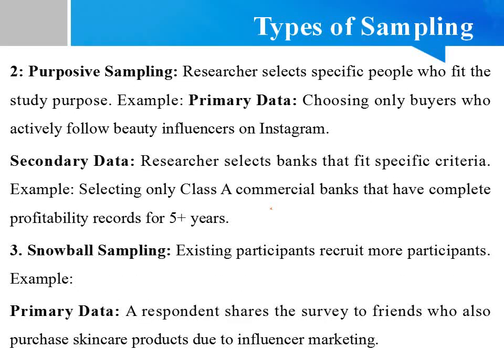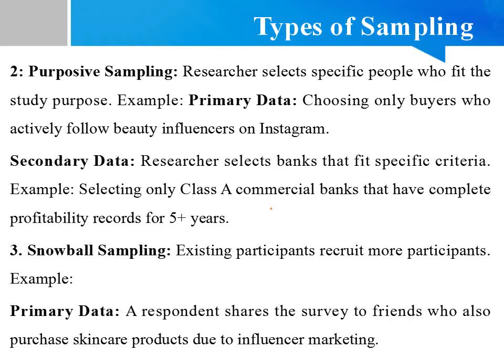2. Purposive sampling. Researcher selects specific people who fit the study purpose. Example: primary data, choosing only buyers who actively follow beauty influencers on Instagram. Secondary data, researcher selects banks that fit specific criteria. Example: selecting only Class A commercial banks that have complete profitability records for 5+ years.